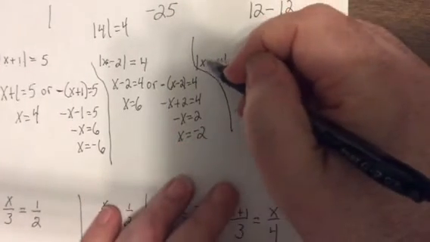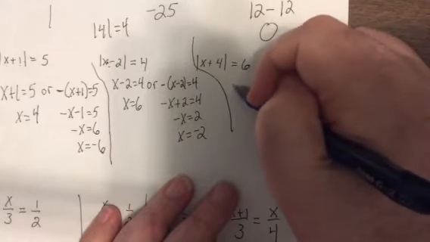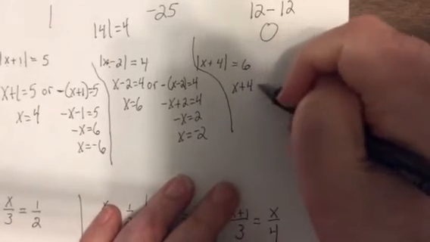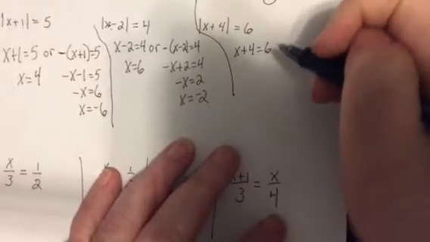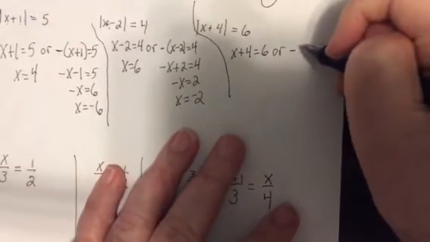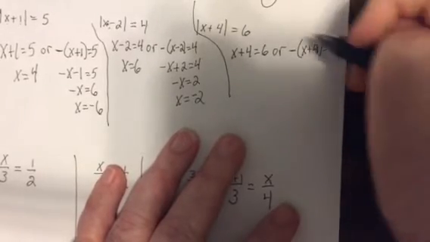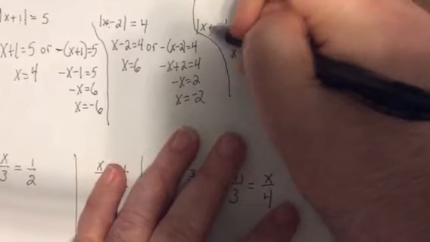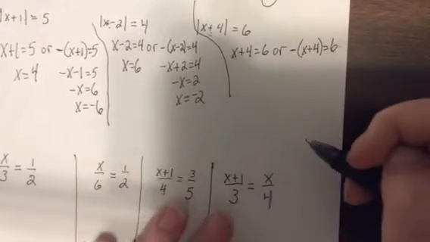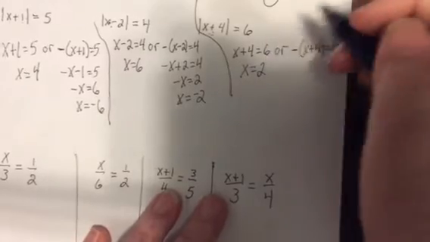This one again. Absolute value equals a number. So I'm going to break it up into two parts. x plus 4 equals 6, or take the opposite: the opposite of x plus 4 equals 6. Always do that if you have a variable inside the absolute value. So x equals 2, subtract 4.